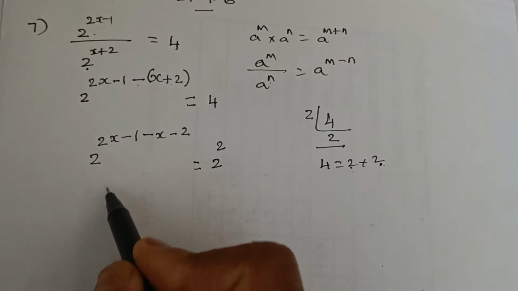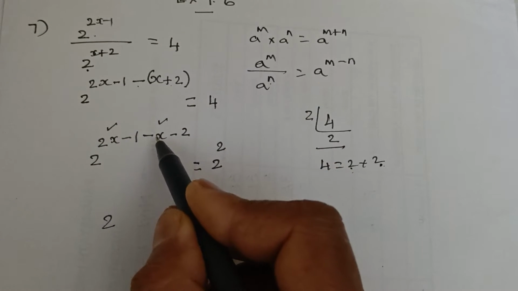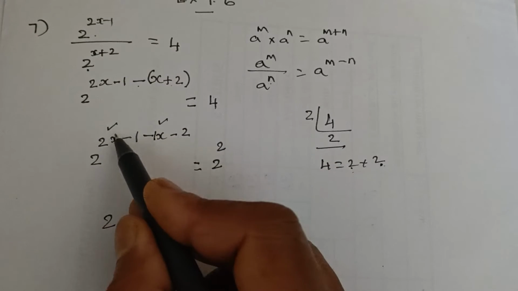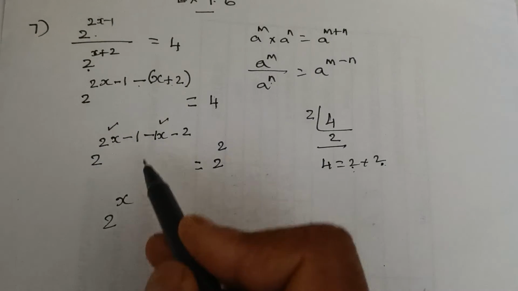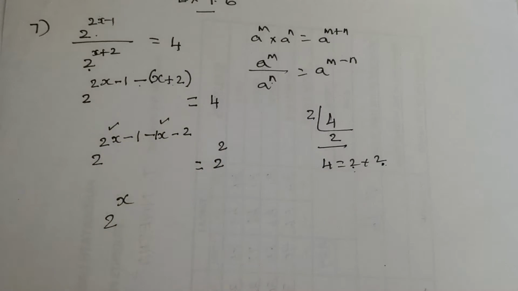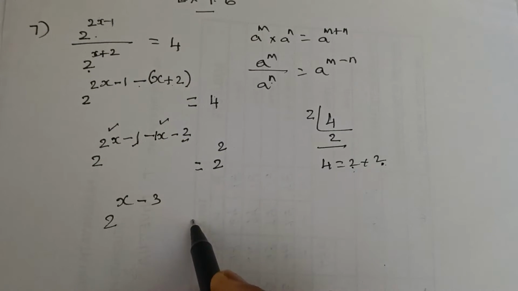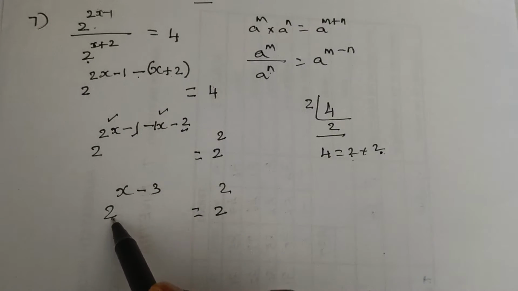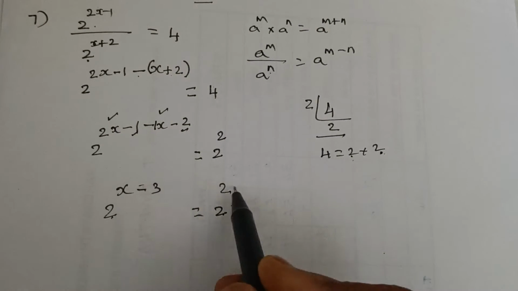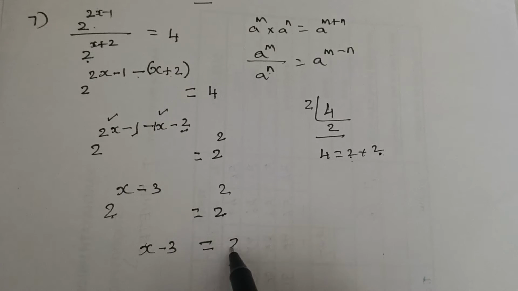Now let us simplify the power. There are x terms: 2x minus x. What is the coefficient here? 1. So 2x minus 1x is 1x, and we can just write x. Now minus 1 minus 2 is minus 3, is equal to 2 square. Now what's the next step? Since the bases are same, we can equate the powers. So x minus 3 is equal to 2.